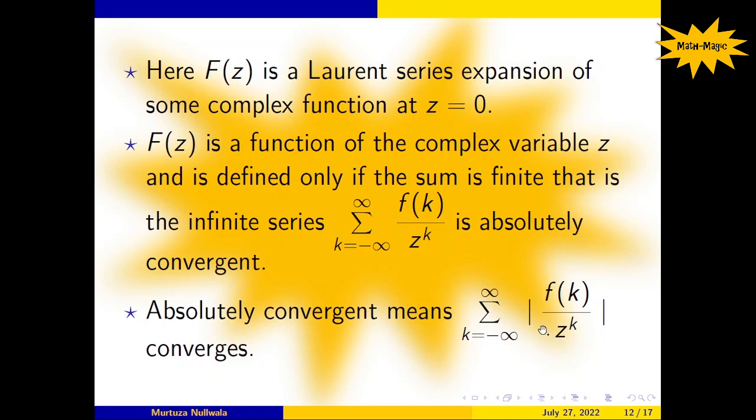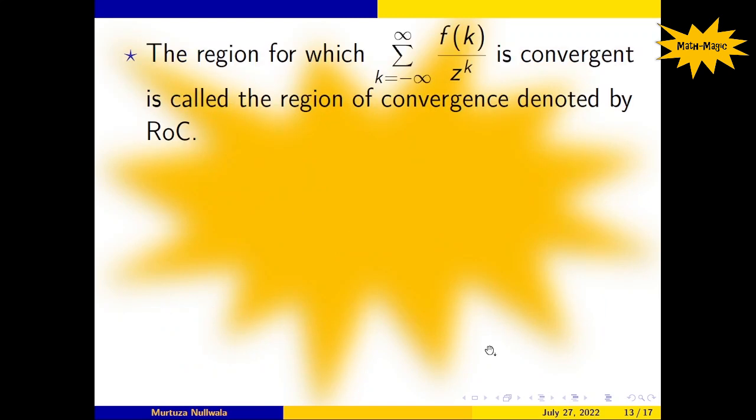Okay, the mod of a complex number, basically if z equals x plus iy, the mod of z is square root of x squared plus y squared. So the region for which summation of k equals minus infinity to infinity f of k upon z raised to k is convergent is called the region of convergence, denoted by ROC. Here we are calling it a region because we are working in a two-dimensional space, which is a complex plane. So we are going to talk about those regions for which this infinite sum is finite.